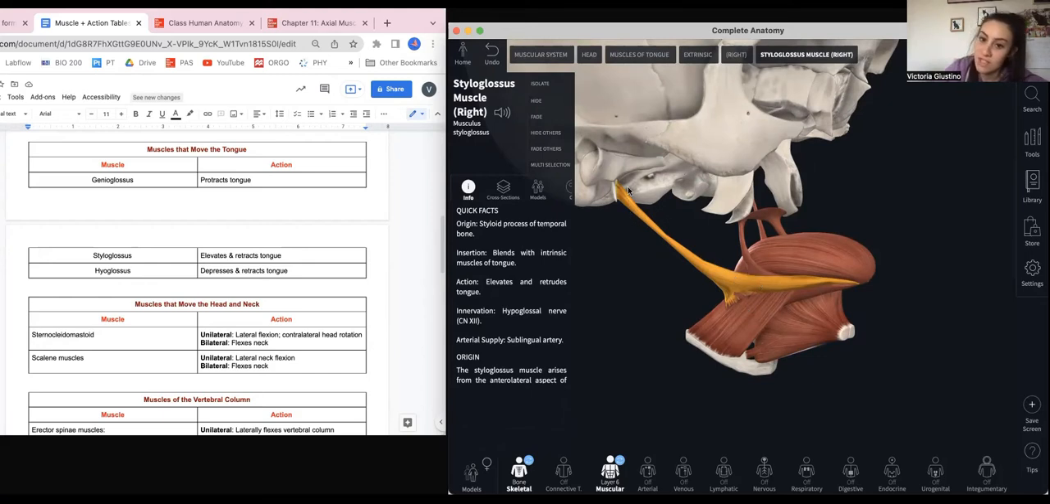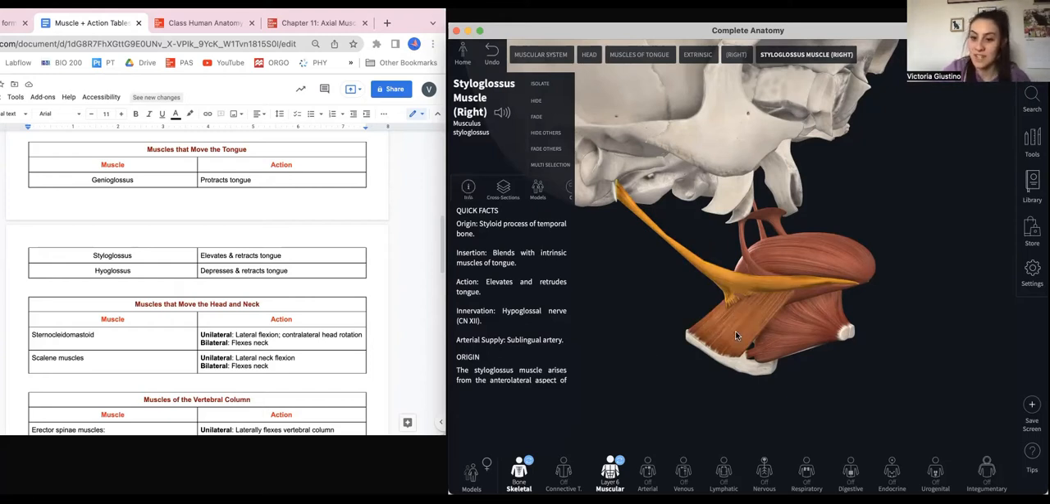So as you can see that the origination is superior to the insertion. So if you're lifting up your tongue, think your styloglossus muscle. And so a way to remember that the styloglossus retracts the tongue is, it's not stylish to have your tongue out, so you're going to retract it.